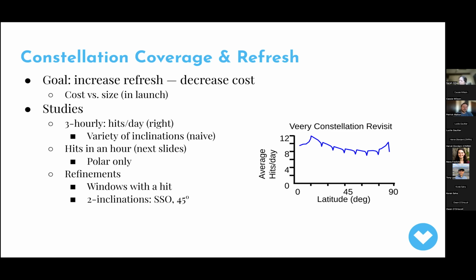And we have a few refinements we can still do, refinements in how we report the measurements, but also we can look into supplementing some of that constellation with not just sun synchronous orbits, but with the 45-degree inclination.